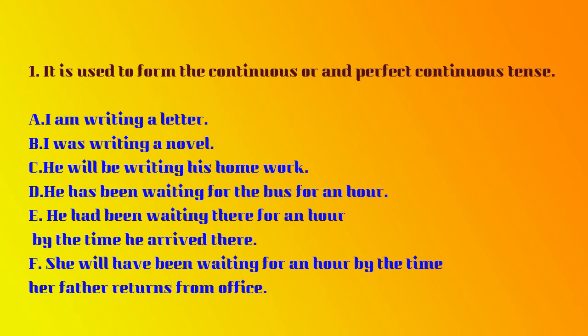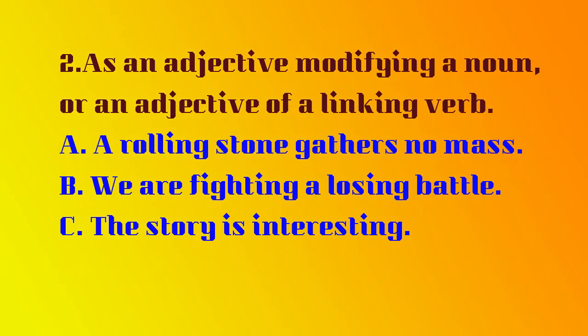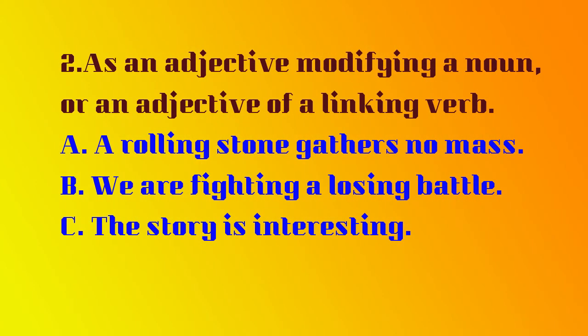Another important function of the present participle is that it is used as an adjective modifying a noun. It modifies a noun or is an adjective after a linking verb. Let's see some examples, you'll understand. A rolling stone gathers no moss. A rolling stone.